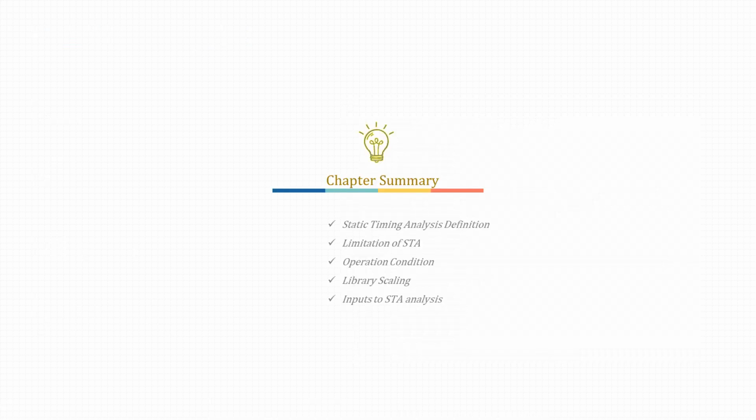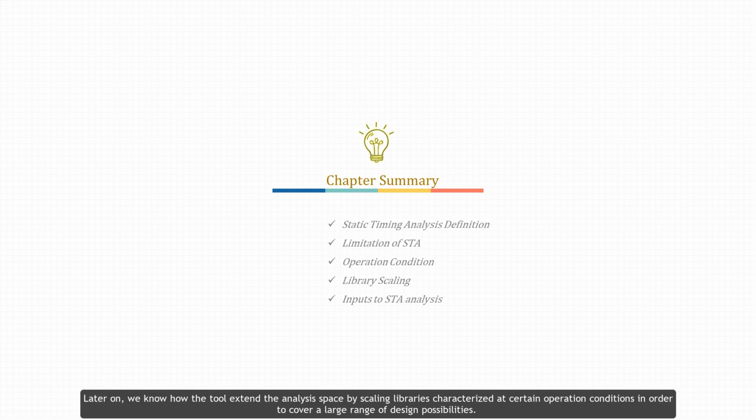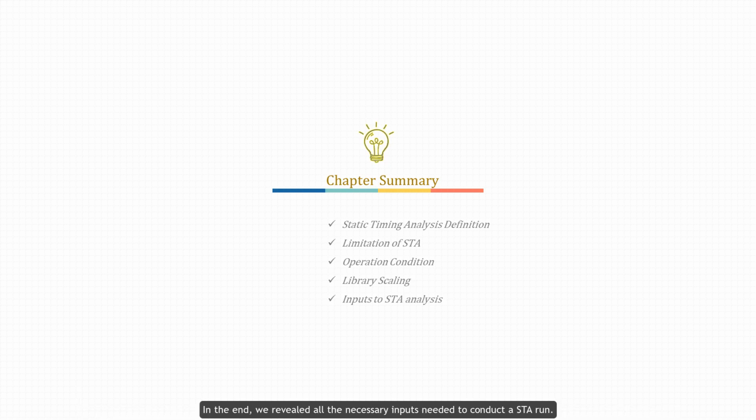Chapter Summary. In Chapter 1 we went over the definition of static timing analysis, and got to know the great power as well as the limitations of this methodology. We also learned the first concept involved in STA, the operating condition, which is a fundamental precondition to watch before all subsequent analysis and checks. Later on, we saw how the tool extends the analysis space by scaling libraries characterized at certain operating conditions in order to cover a large range of design possibilities. In the end, we revealed all the necessary inputs needed to conduct an STA run.